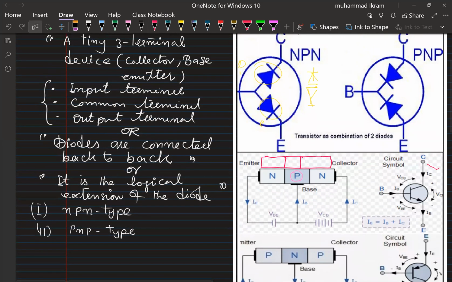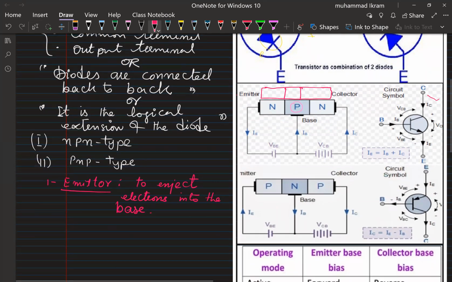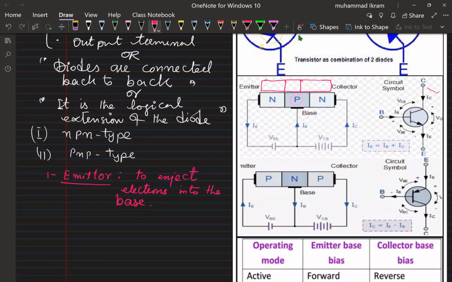Now let us go deeper inside. As I told, we have three main parts of the transistor. Here you see the emitter part. Its job is to inject electrons into the base. This is the job of the emitter.